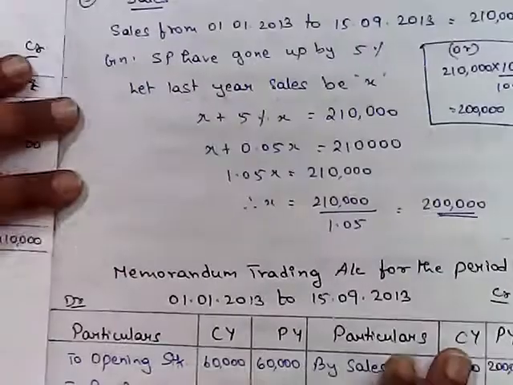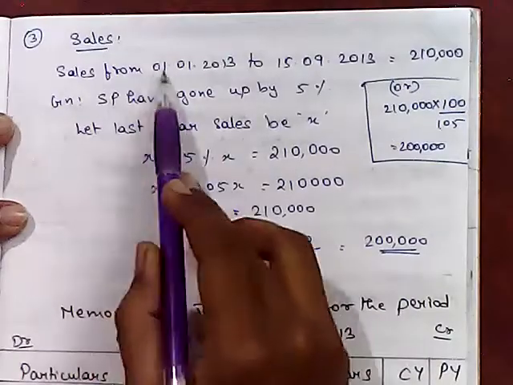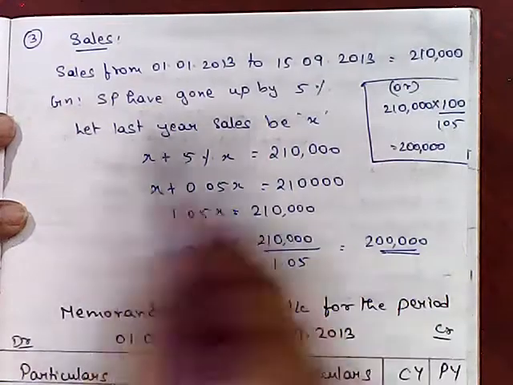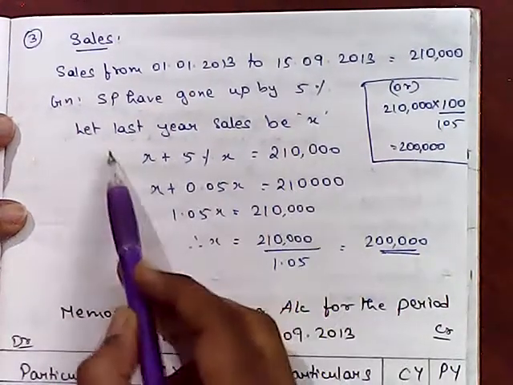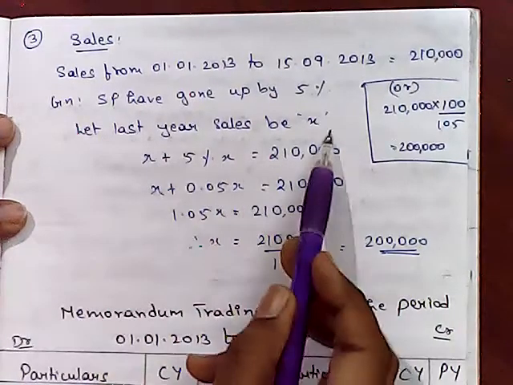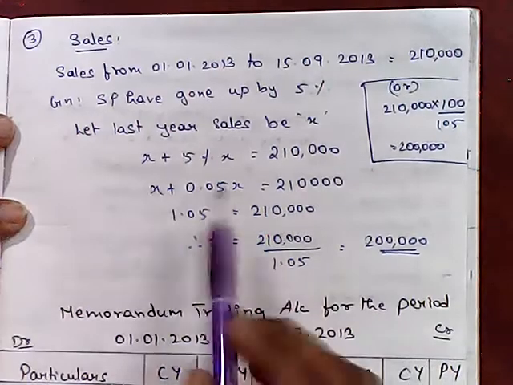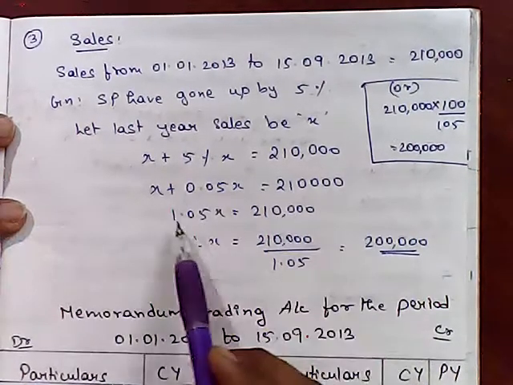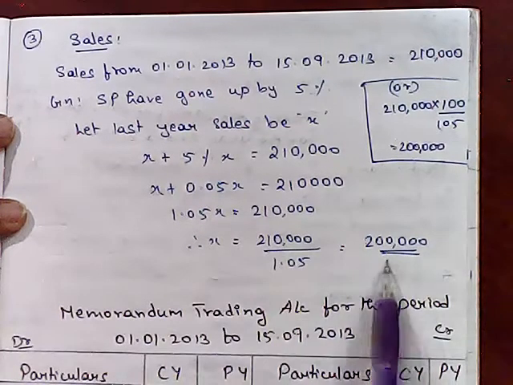Similarly, we have to do the same for our sales. Sales from 1/1/2013 to 15/9/2013 is 2,10,000. Given selling price has gone up by 5%. So let the last year sales be x. So x plus 5% of x is equal to 2,10,000. x plus 0.05x is equal to 2,10,000. 1.05x is equal to 2,10,000. Therefore, x is equal to 2 lakhs.